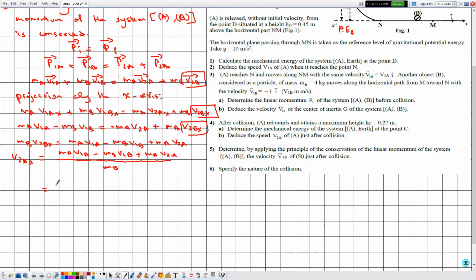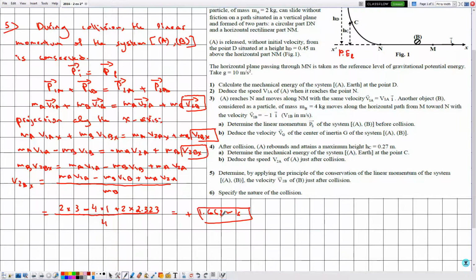Now let's replace the values. The mass A is given by 2 and the speed V1A is given by 3. Now MB is given by 4 and the speed V1B is given by 1, plus the mass MA is given by 2 and the speed V2A, which we have predetermined, is given by 2.323, divided by the mass of the object B, which is given by 4. Now plugging this on the calculator, we can find that it's positive first of all, and its value is 1.662 meters per second, which means that B indeed will move from N to M with this value. Now recall that we need it in the vector notation, so we can say that in this case V2B in the vector notation is equal to 1.662 with the unit vector i, and the unit is meters per second.